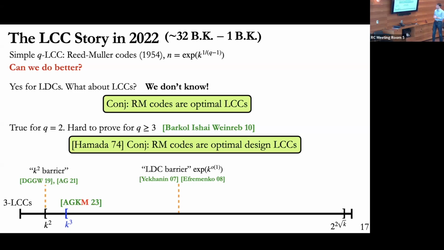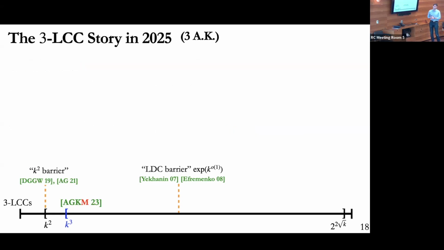So that was the story in 2022. Now, of course, we're in 2025, so let me tell you our results. Our main result is that we prove an exponential lower bound for LCCs. We do this formally at first only for linear codes. The way I've defined these codes is actually as linear codes, but you could define a version of the code where the encoding map is nonlinear, and then our lower bound would not apply.